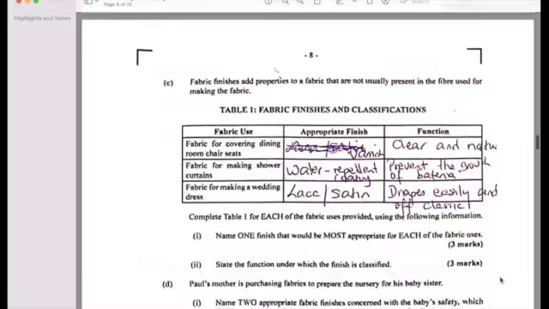Going quickly: fabric finishes and properties added to a fabric are not usually present in the fiber used when we are marketing fabric.